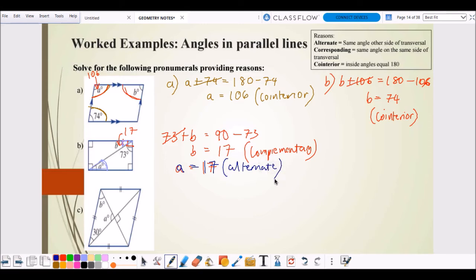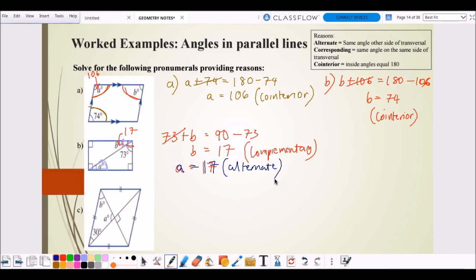Okay, and the reasoning I'll use is alternate. You can actually go ahead and use other reasons if you want. Okay, but actually no, for this one there isn't. You can only use that. But you can say that if that's 73, that should also be 73, and then you can go ahead and do complementary again. But I think it's easier to just say that angle must be the same because they are alternates.